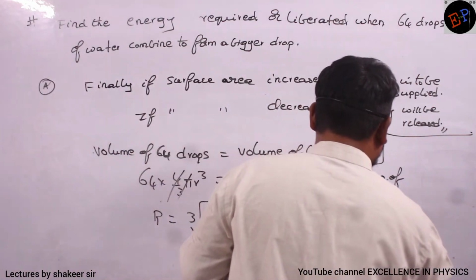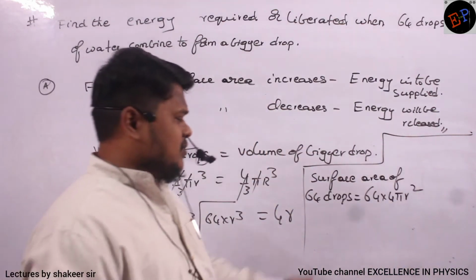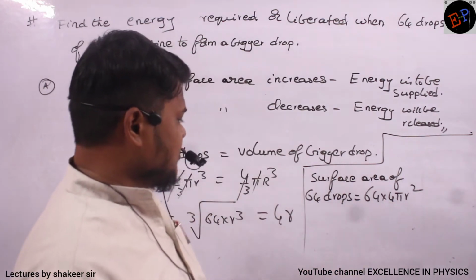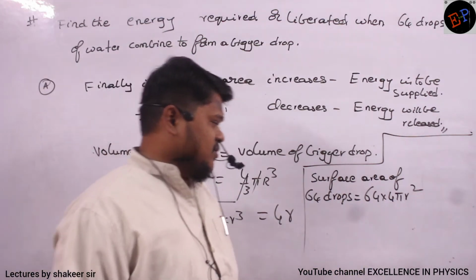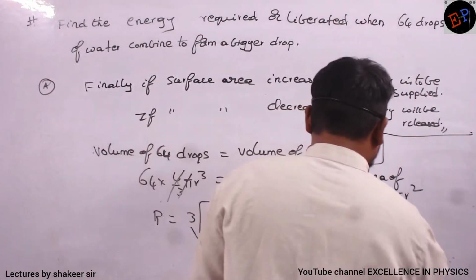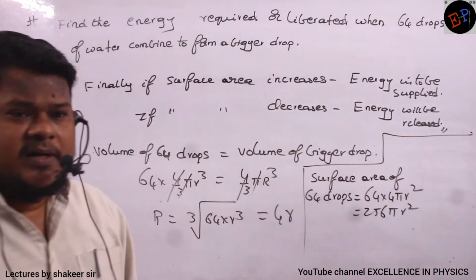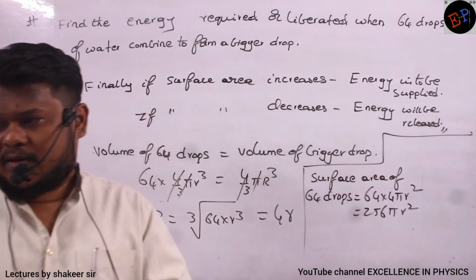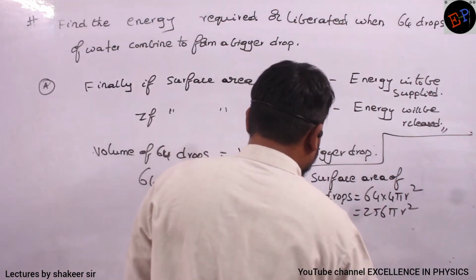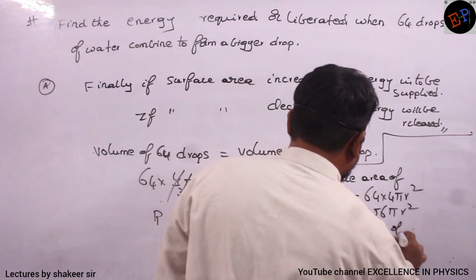So 64 into 4 pi small r square. That is the surface area of any sphere. So 64 fours are 256 pi r square. Clear? So this is the combined surface area of the smaller drops. Now you take the surface area of the bigger drop.